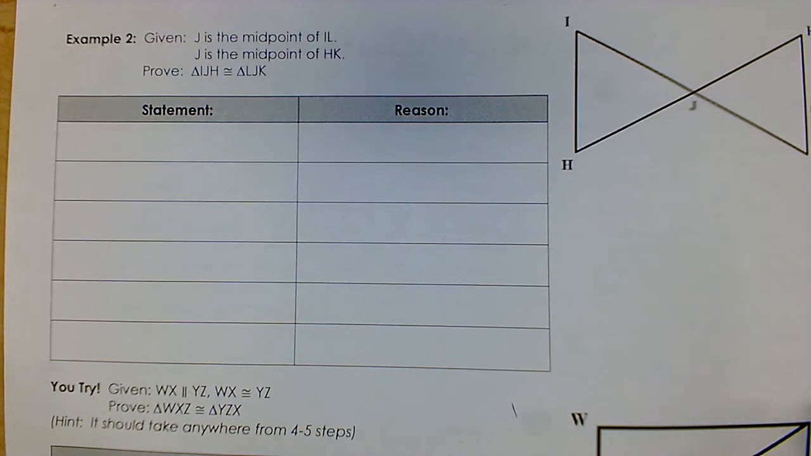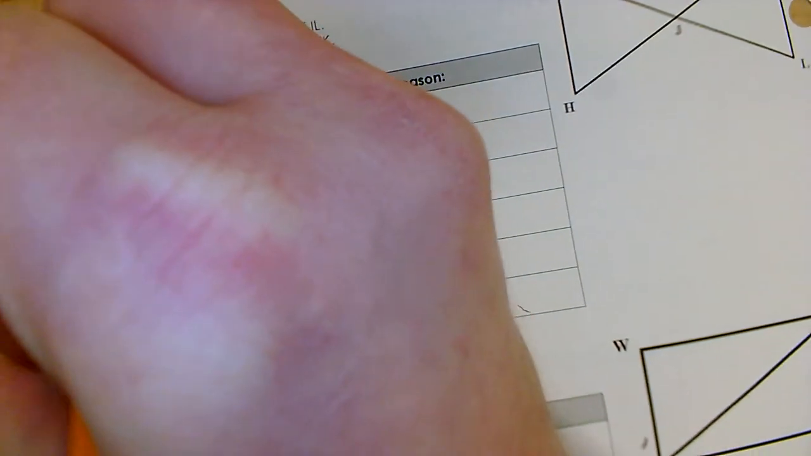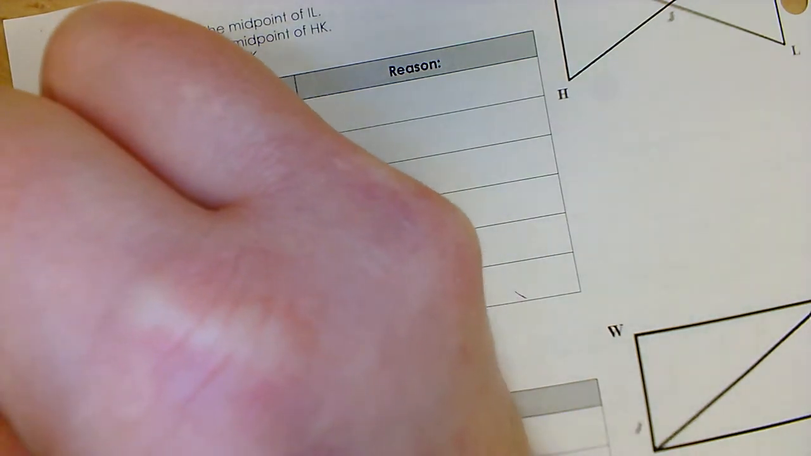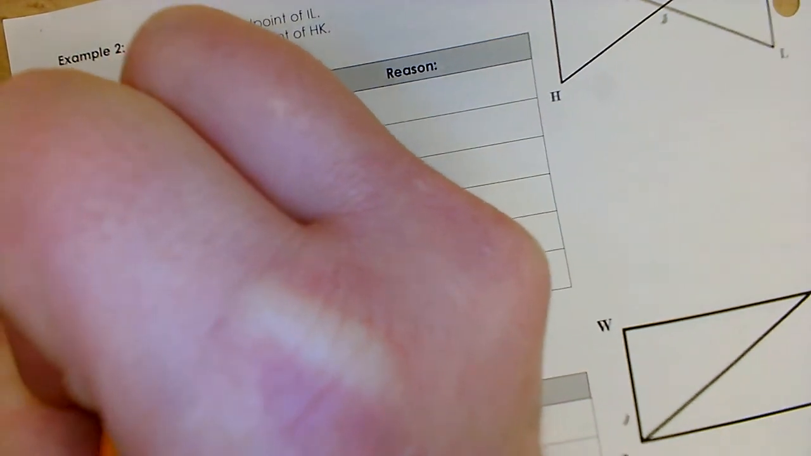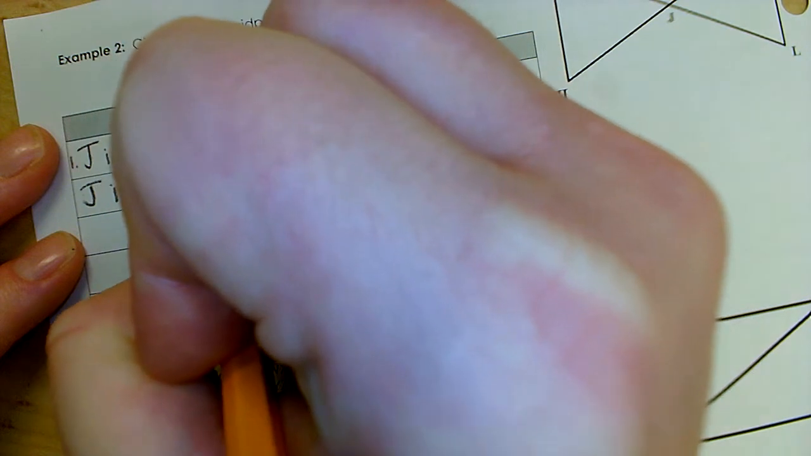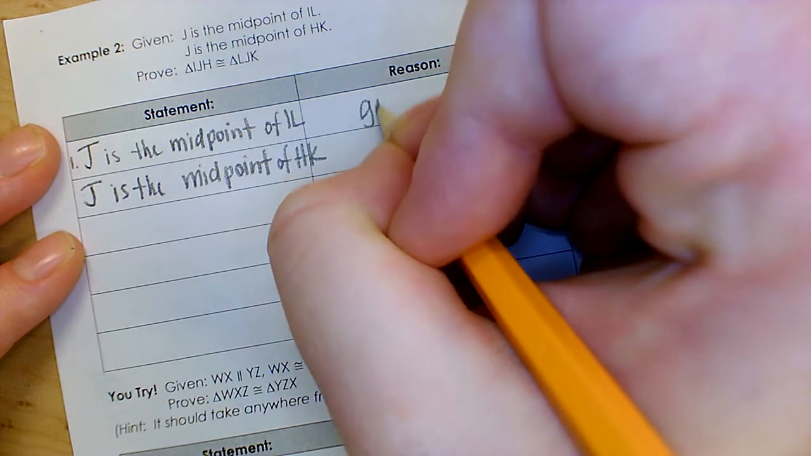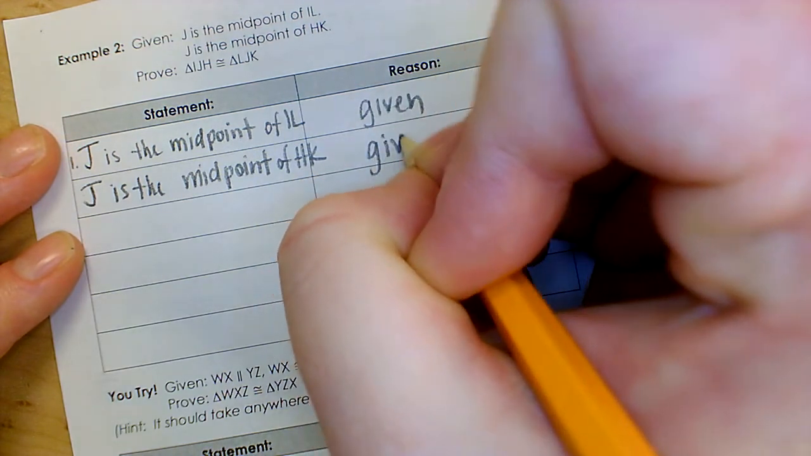So let's flip over on the back. All right, let's look at a couple more pictures here to make some proofs. So first thing is you start by writing your given. So J is the midpoint of IL, and J is the midpoint of HK. These are both given. So that's where we start.